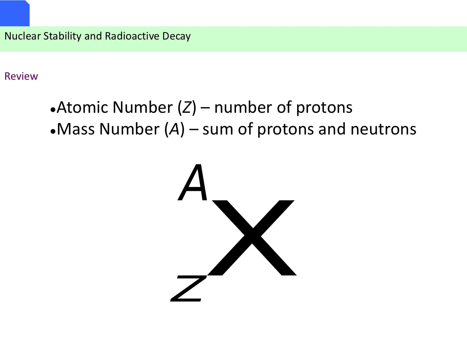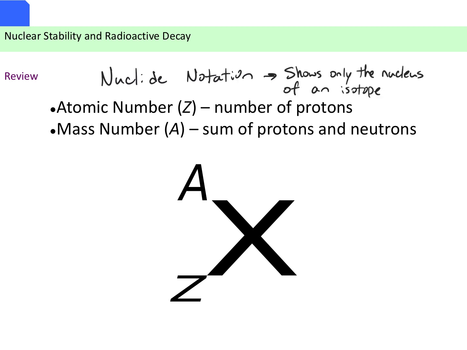Before we do that, we need to establish something called nuclide notation. A nuclide notation shows only the nucleus of an isotope, and the numbers in the upper left-hand corner and the lower left-hand corner represent the mass number in the top left and the atomic number in the bottom left. The way you remember this is that the mass number is always bigger than the atomic number, so the mass number goes up high and the atomic number goes down low. We identify the mass number as A, and the atomic number as Z.